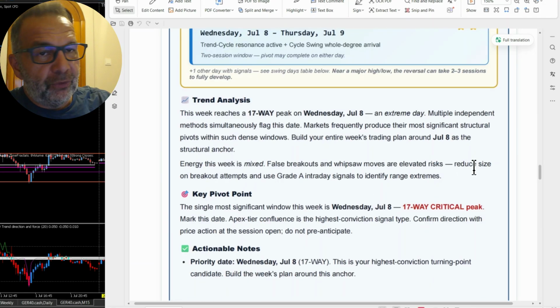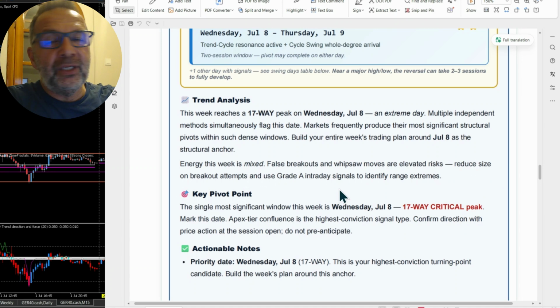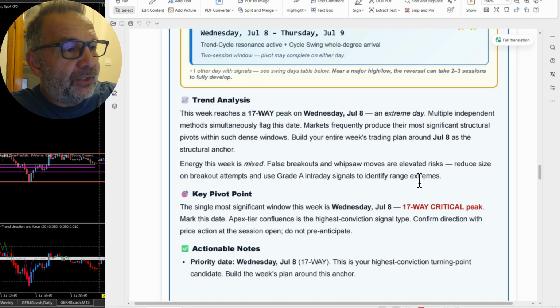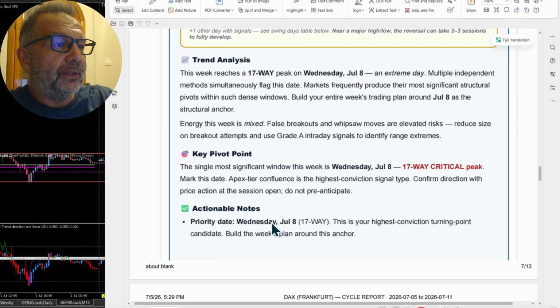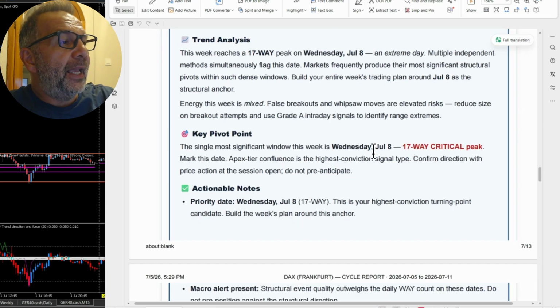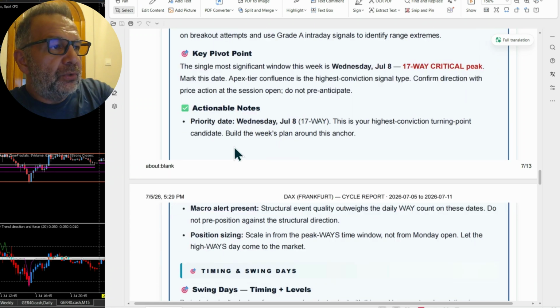Accordingly, you can do whatever you want, obviously, but the report recommends reduce size on breakout attempts and use grade A intraday signals to identify range extremes. Key pivot point. Now on Wednesday 8, this is the critical Wednesday, July 8th, critical peak, mark this date. Apex tier confluence is the highest conviction signal type. Confirm direction with price action as the session opens. Do not pre-anticipate.